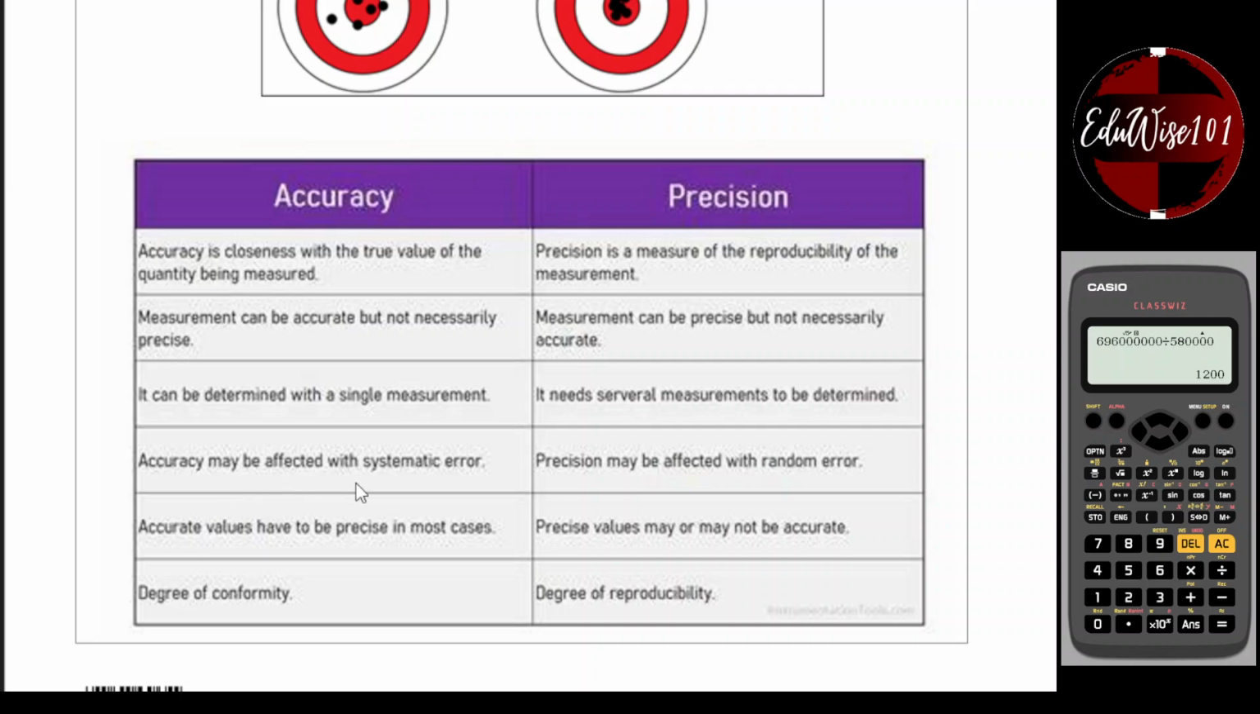Accuracy may be affected by systematic error. Precision may be affected by random error. Accurate values have to be precise in most cases. Precise values may or may not be accurate. And there's a degree of conformity and a degree of reproducibility.